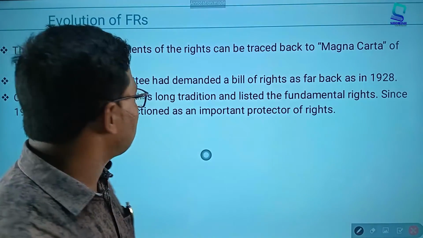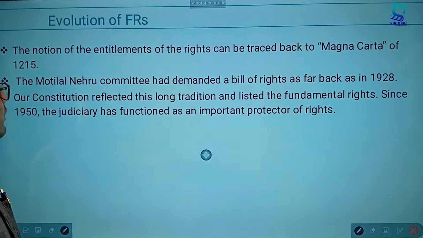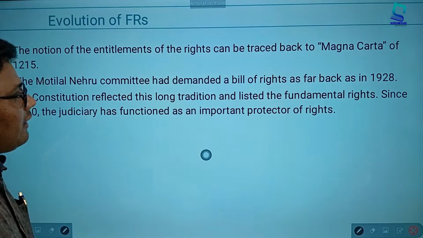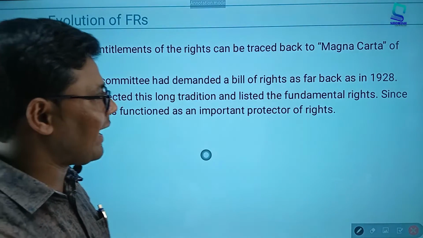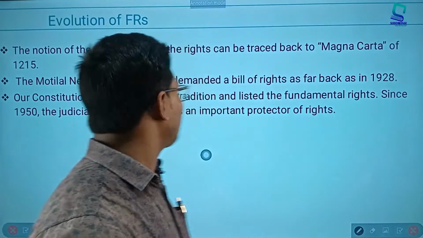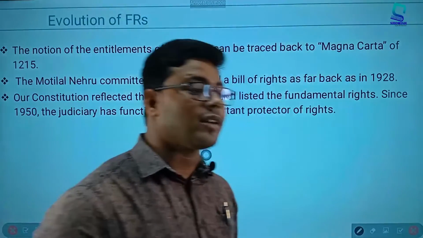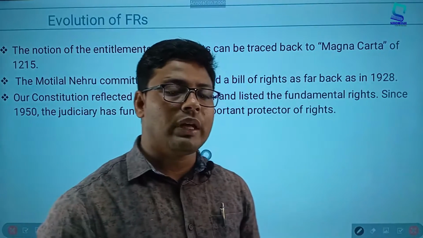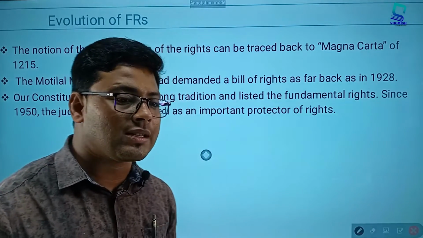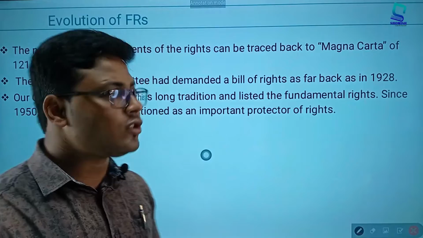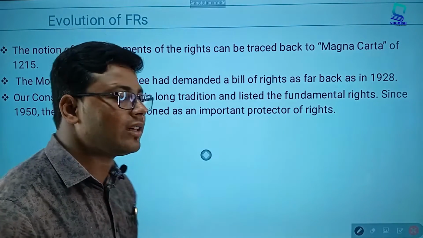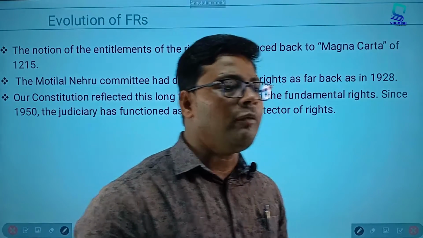Because the notion of rights traces back to the Magna Carta of 1215. When people became aware of these rights, the first instance we get is from the Magna Carta of 1215.